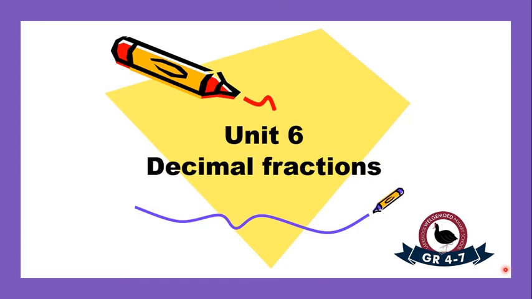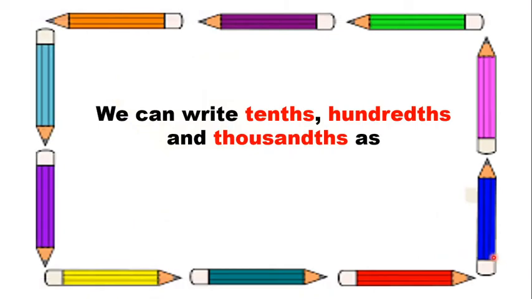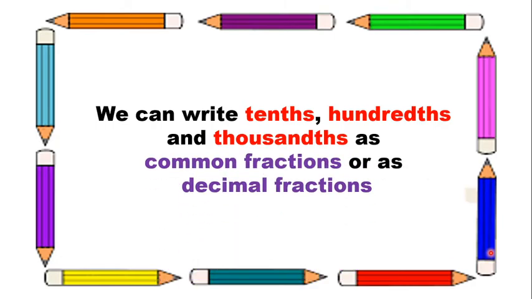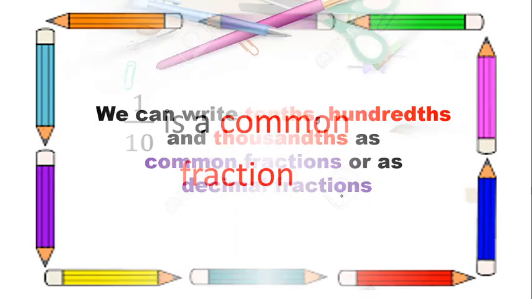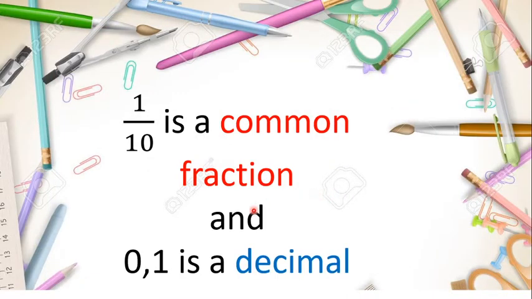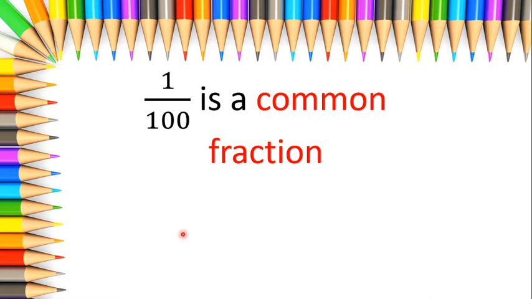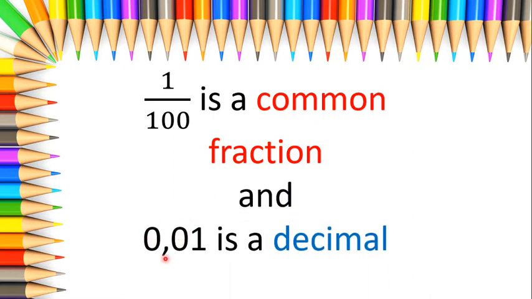Unit 6, Decimal Fractions. We can write tenths, hundredths, and thousandths as common fractions or as decimal fractions. 1/10 is a common fraction and 0,1 is a decimal. 1/100 is a common fraction and 0,01 is a decimal.